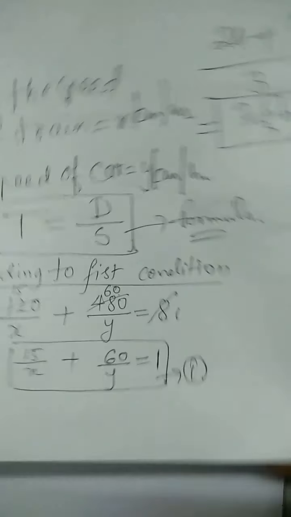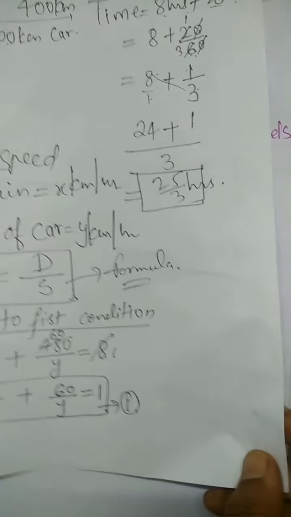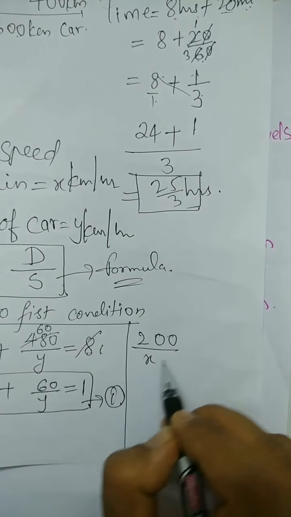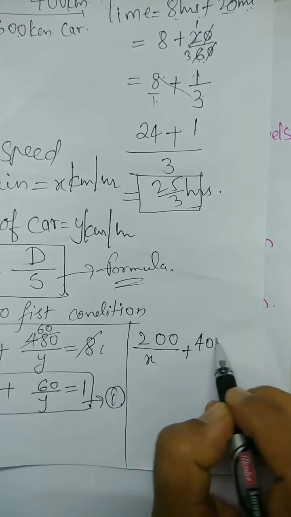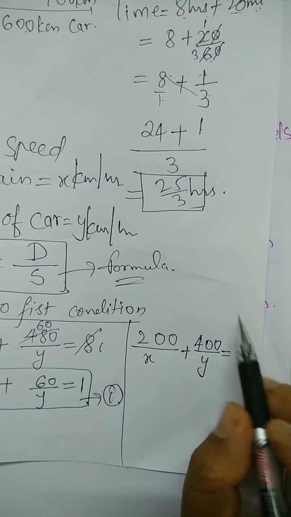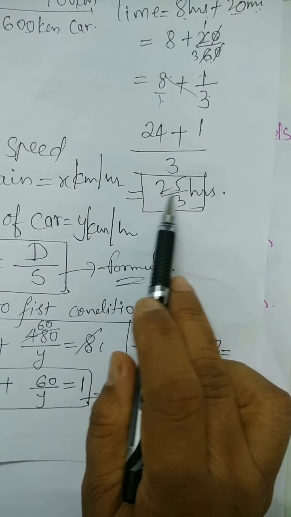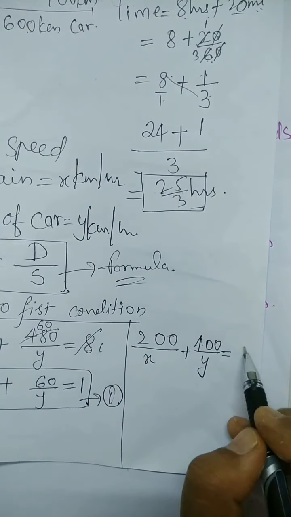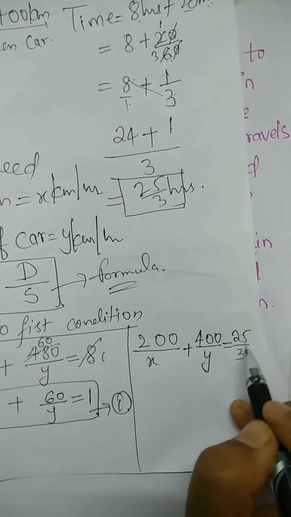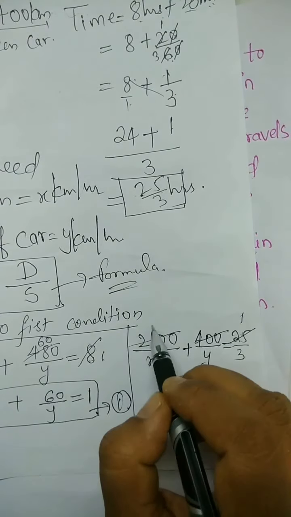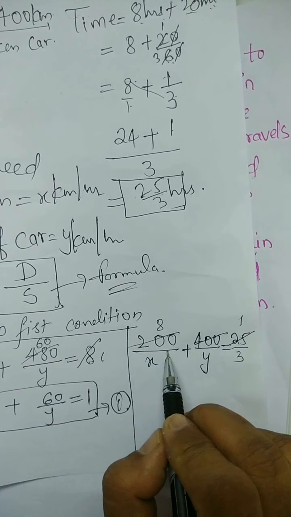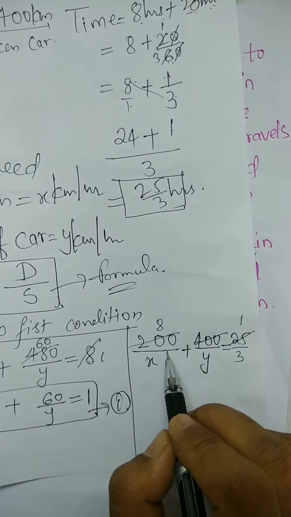Okay. Now, the second equation. What is the second condition? The second condition is 200 distance by train plus 400 distance by car equals 20 minutes more. Then 8 hours plus 20 minutes will give you 25 by 3 hours. It takes 25 by 3. Okay. Now you can cancel it. 25 ones are 25. 25 eights are 200. In 200, how many 25s are there?